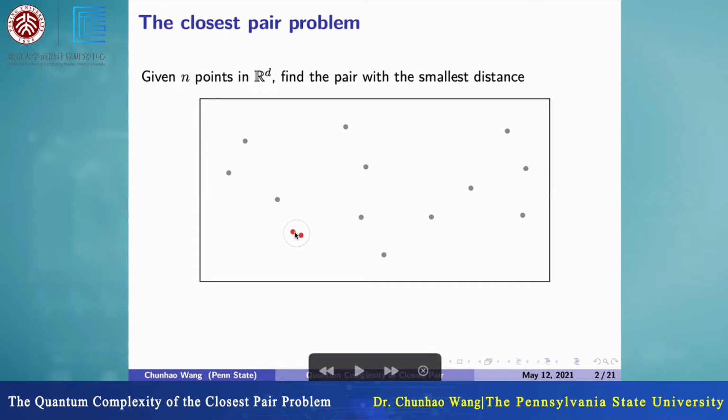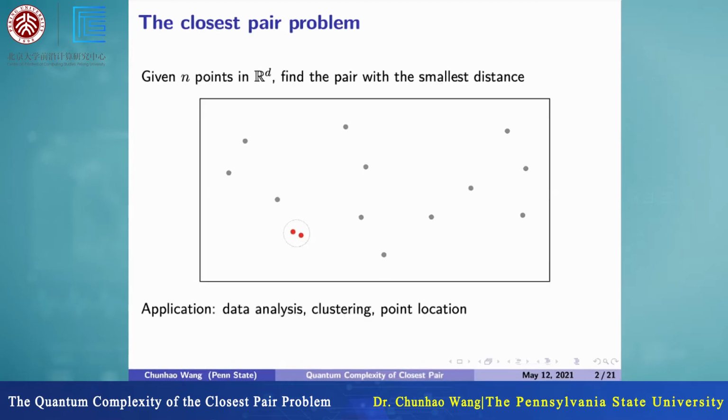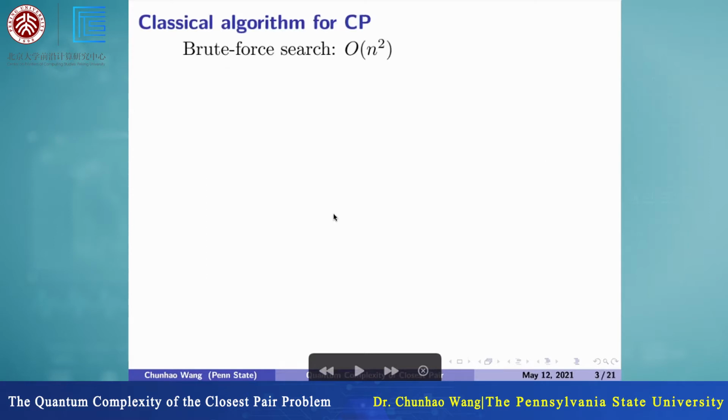This problem has many applications, for example, data analysis, clustering, and point location. But I don't care about the applications here. I only care about how fast you can solve the problem. Classically, I think the most straightforward approach is brute force search. You check every pair and find the smallest distance. Then the cost is n squared, because there are roughly n squared pairs.